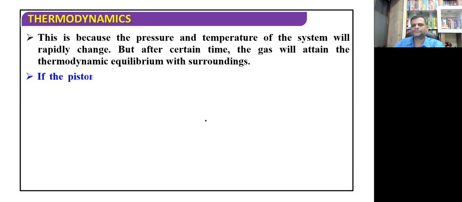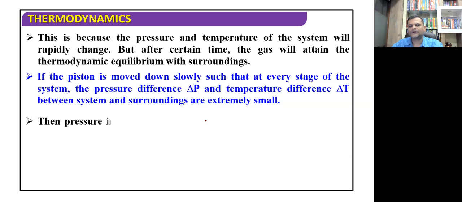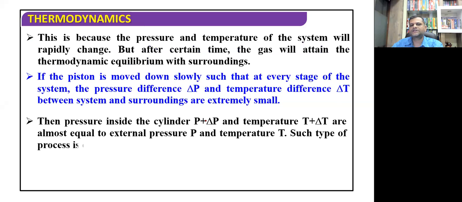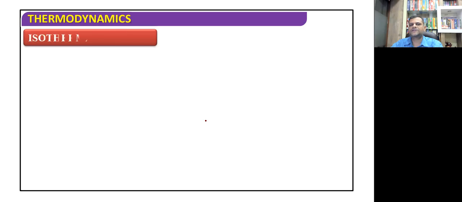Remember. So for example, the piston moves down very slowly, such that at every stage the difference between the system pressure and surroundings pressure is delta P, which is going to be very small. Even the temperature difference between the system and the surroundings, that is delta T, is also going to be very small. And this happens at every step, not only at one step. This should happen at every step. Then only we can call it a quasi-static process.